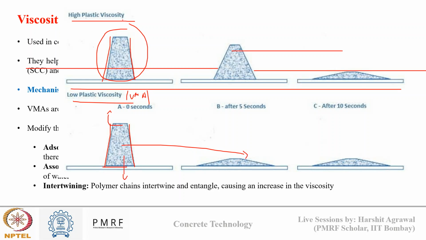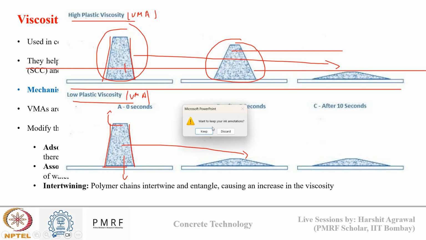Okay, now what does viscosity modifying admixture do? It imparts viscous nature to concrete. So you can see that under gravity it is not collapsing as quickly as it was collapsing without the use of viscosity modifying admixture. So this is why we say it makes concrete viscous in nature. It reduces the segregation or bleeding inside concrete by making concrete viscous in nature.